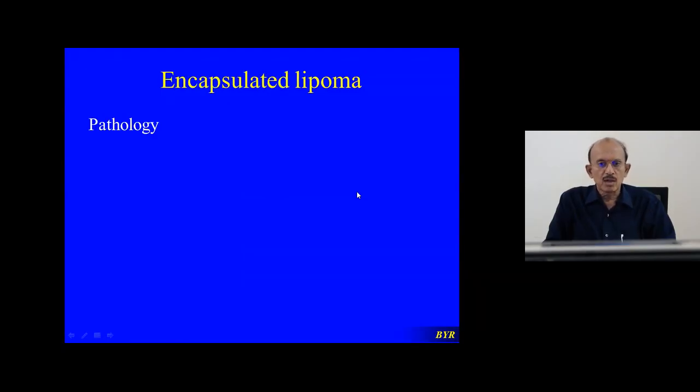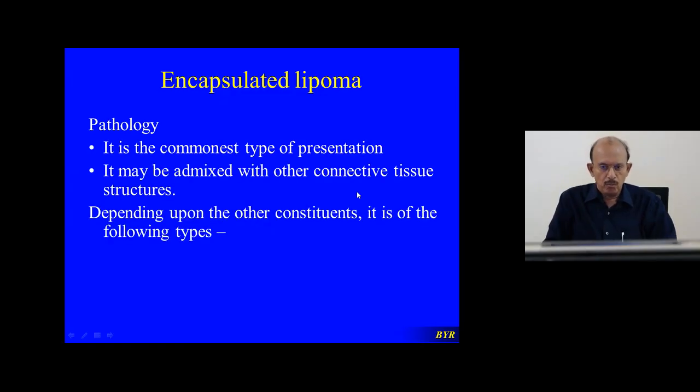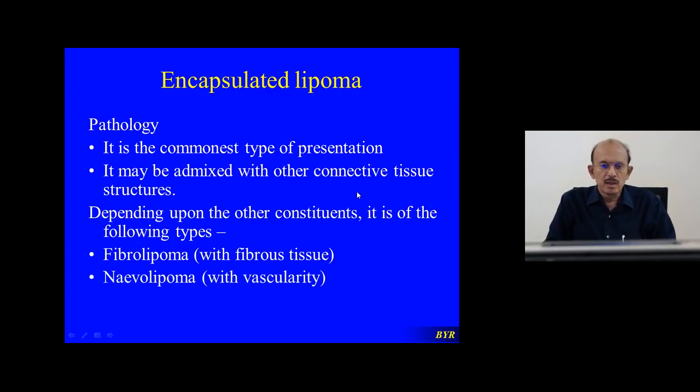Encapsulated lipoma is more common. It may be admixed with other connective tissue structures. Depending upon other constituents, it is of the following types: fibrolipoma, nevolipoma, neurolipoma. So if it has a lot of fibrous tissue, we call this fibrolipoma. If it has vascularity, it is called nevolipoma. If it has nerve fibers, it is called neurolipoma.